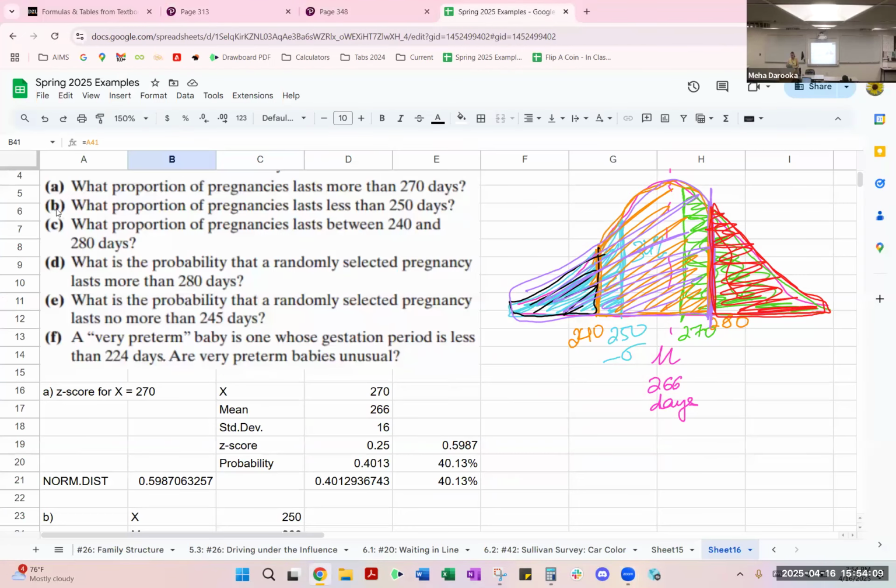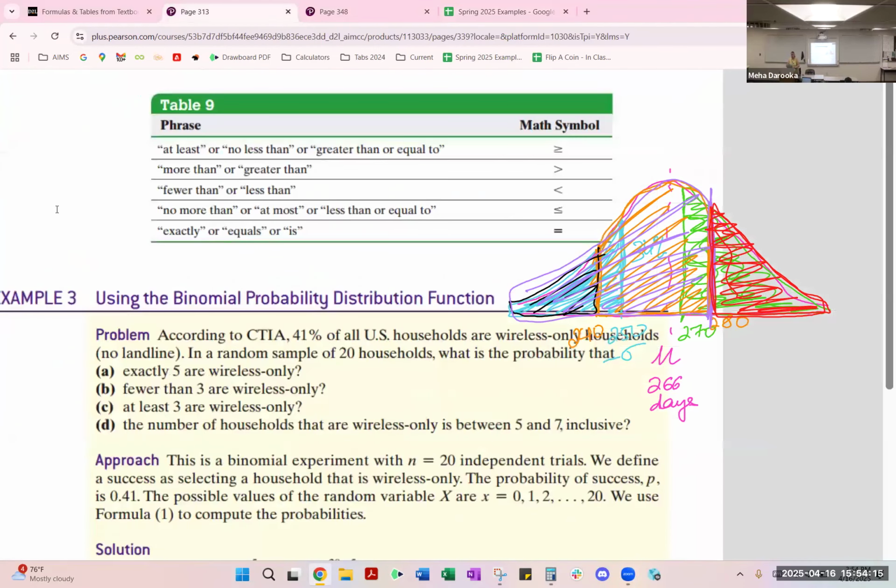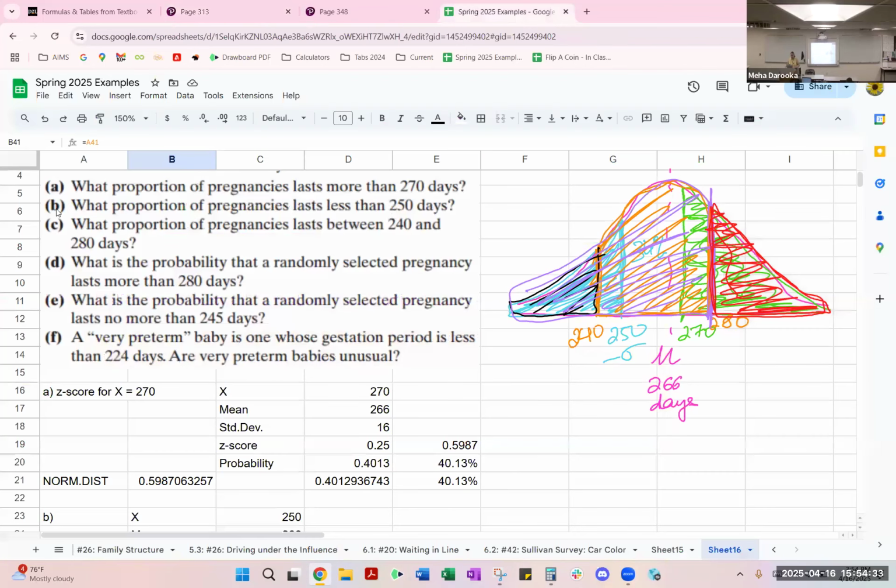So what was our question? What is the probability that a randomly selected pregnancy lasts no more than 245 days? So you will see no more than is telling you that's the maximum, right? The only thing you need to remember is that we are also including that endpoint in our calculation. So in this case, we're basically saying at most 245 days, but nothing longer than that.